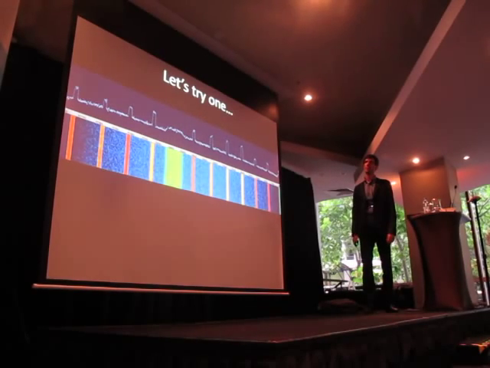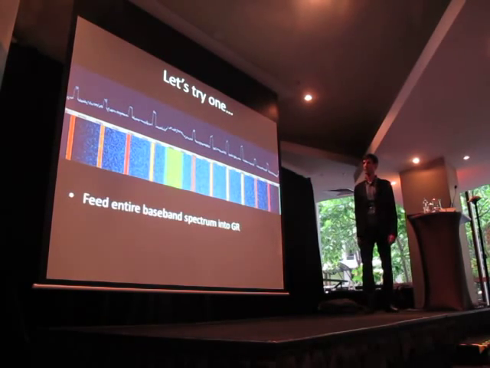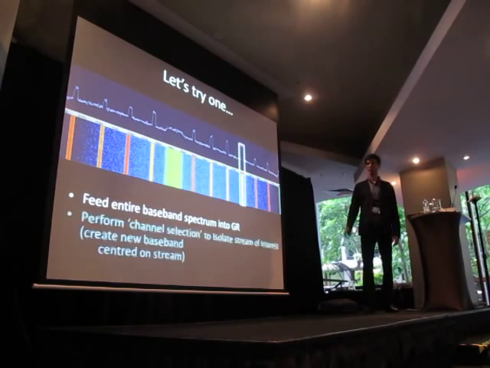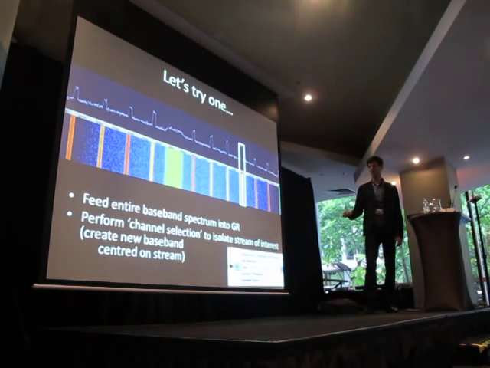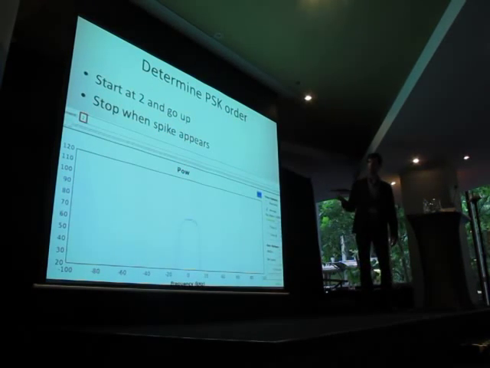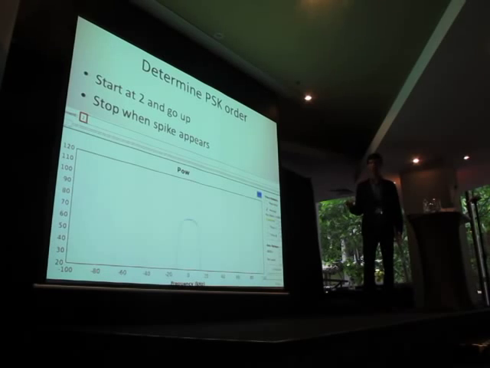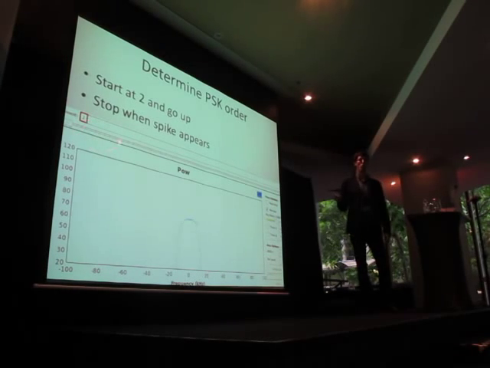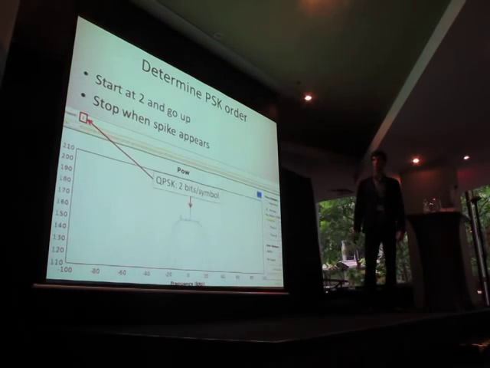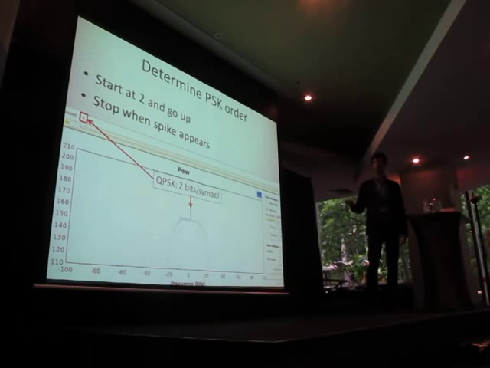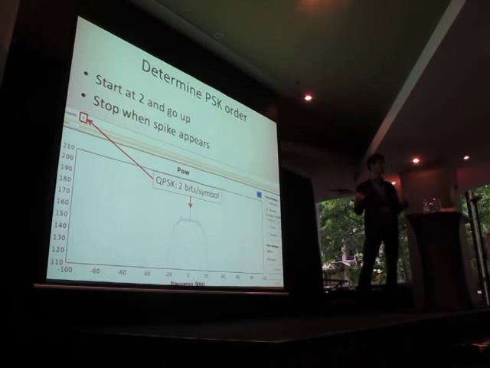Let's try one. This is something I'm looking at. You feed the entire recording into GNU Radio, you use this filter to pick a particular stream out, and what you do here is that you multiply the signal by itself. Sounds pretty easy. When you get the right exponent, this is squared, this is to the power of 4, you get these peaks popping out, and that means that you've picked the right order.